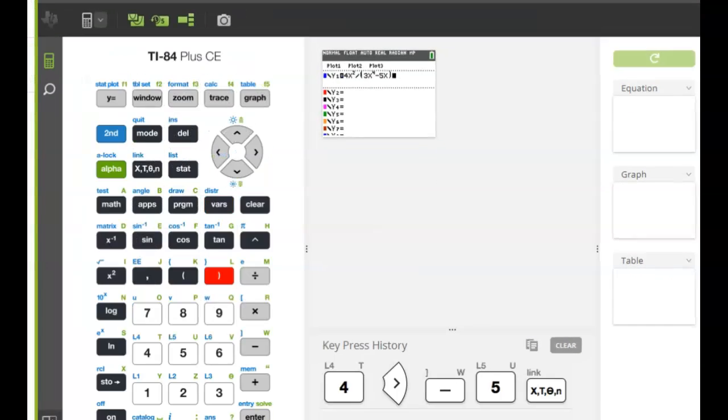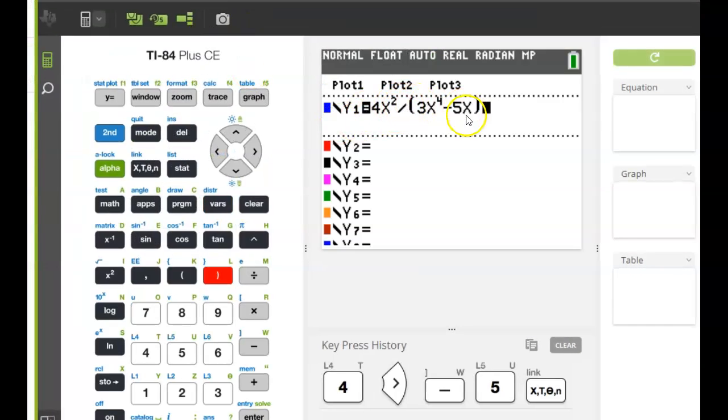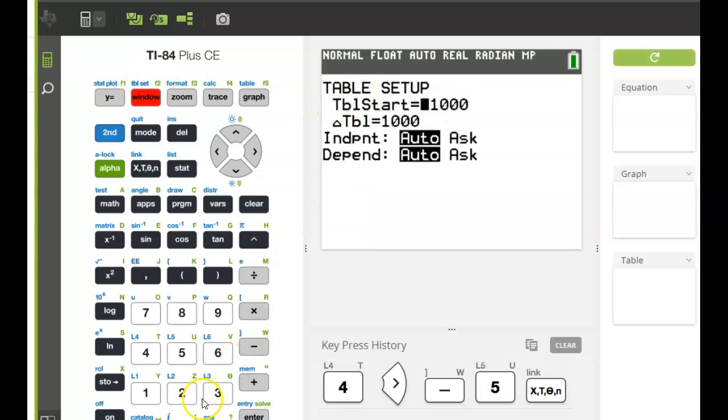So we'll explore a table first. Type the function into y equals. I'm going to just make sure my table set is accurate. Let's just say I want it to start at 1.